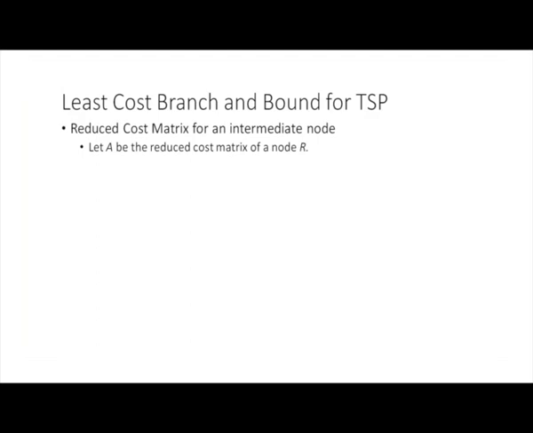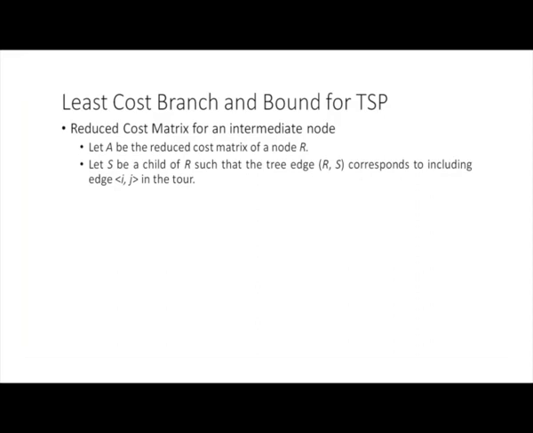So let's suppose we have a reduced cost matrix associated with a particular node, and let S be a child of that particular node, such that the tree edge R, S corresponds to including edge I, j in the tour. So we are building our state space tree, trying to find our solution, and we are at node number R, and we have to expand and find its children. Let's suppose the first child that we generate is S. So S is the first child that we are currently expanding for node number R.